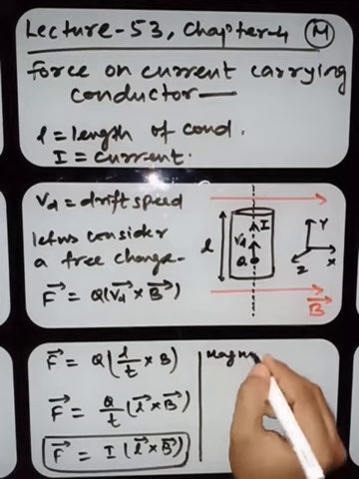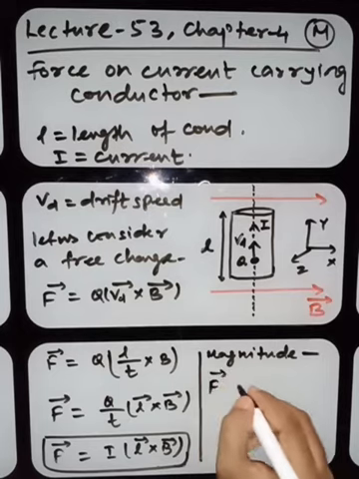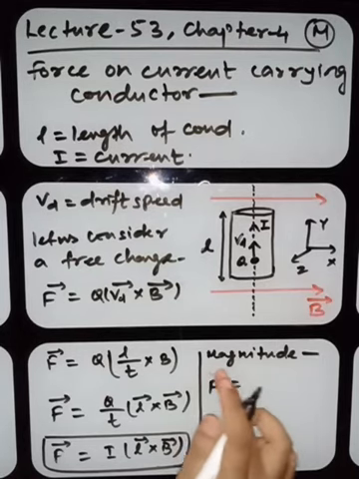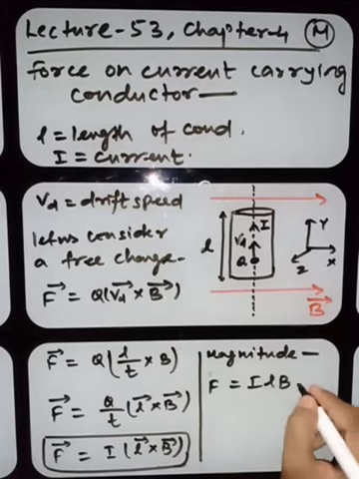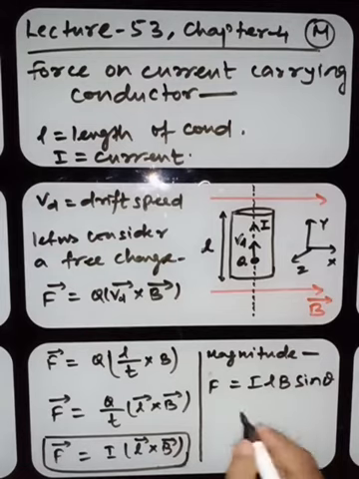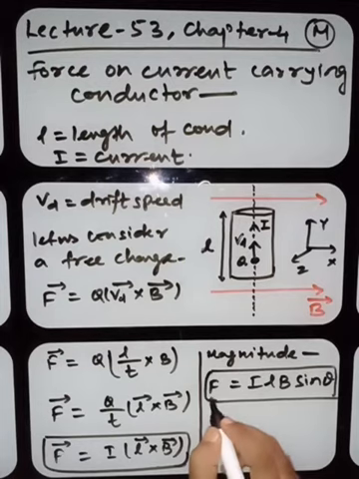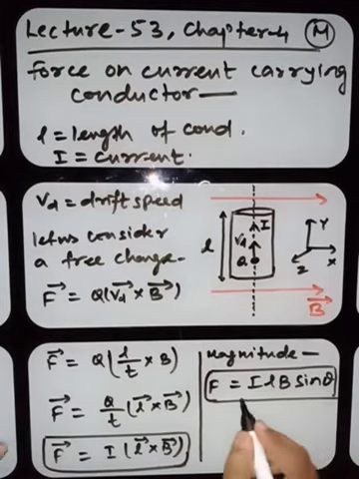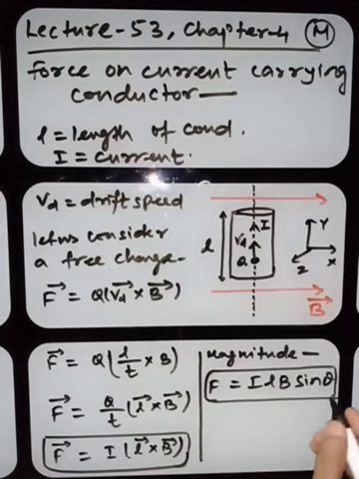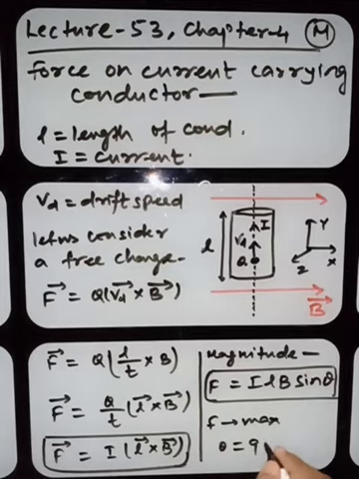So the magnitude of this force can be written as F equals I L B sine theta. In short, my dear students, you must remember F is equal to I L B sine theta. Here, F will be maximum for which angle? Yes, theta 90 degrees.